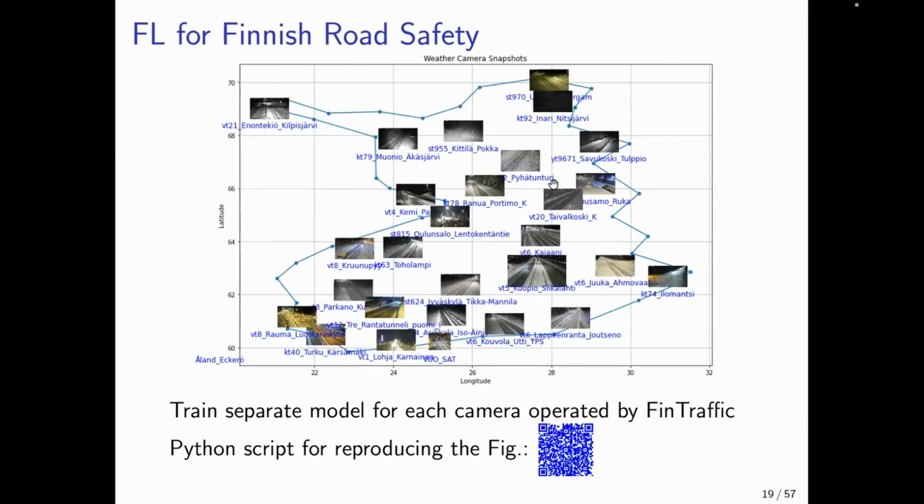Another application would be Finnish road safety, where nowadays you can use your LLM to provide you a Python script that reads in the current snapshots from the road cameras. You could then train a separate model for each road camera or each road safety station to optimally predict the risk of ice based on the webcam snapshots.